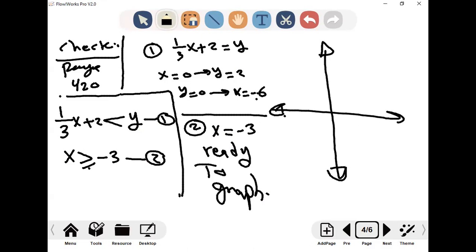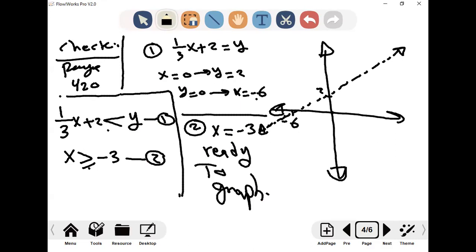Here the first one, x is -6, y is 2, right? Do we have equal here in the first one? No. So my line will be points, discrete points. But let's graph it. Let's shade. Can we use 0, 0? Yes, because the line is not passing through it, right?